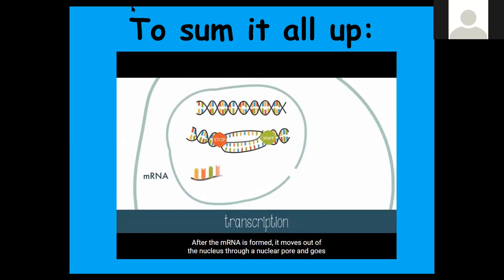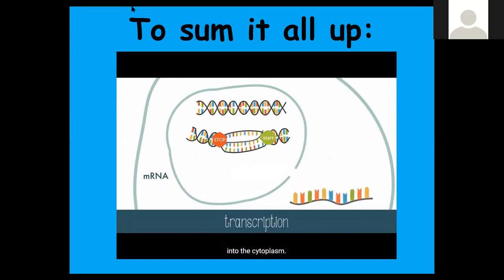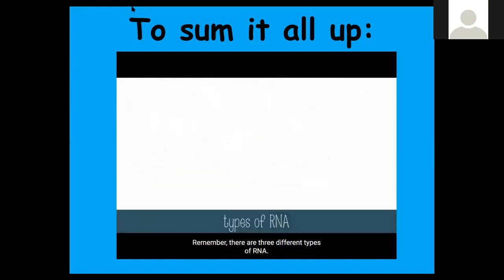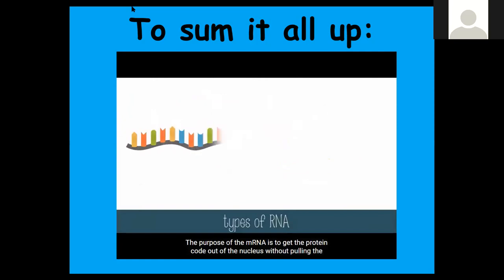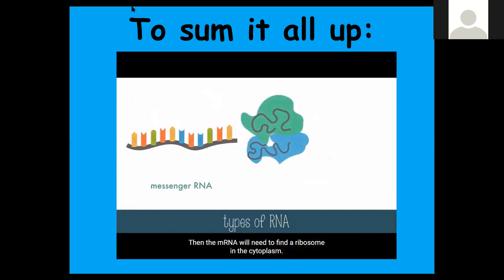After the mRNA is formed, it moves out of the nucleus through a nuclear pore and goes into the cytoplasm. Remember, there are 3 different types of RNA. The purpose of the mRNA is to get the protein code out of the nucleus without pulling the DNA out of the nucleus. Then the mRNA will need to find a ribosome in the cytoplasm. Ribosomes can be found on the rough ER or floating in the cytosol.